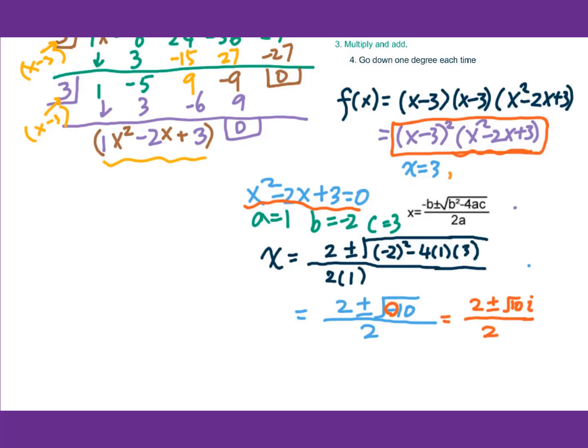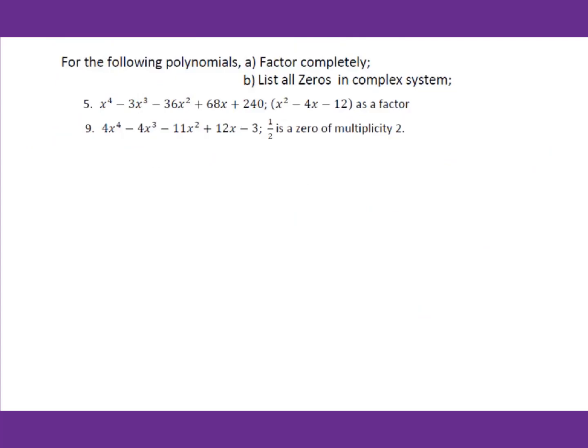Therefore, the zeros of this polynomial are 2 plus or minus square root of 10i, over 2. This is all the zeros of this quadratic function. Let's go to number 5.